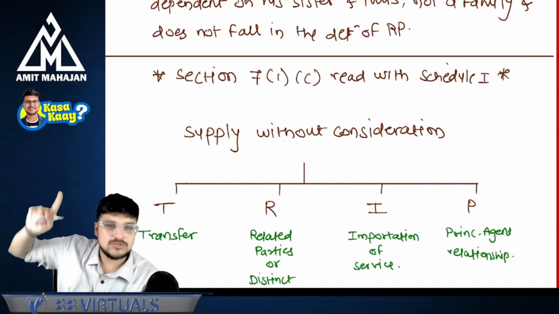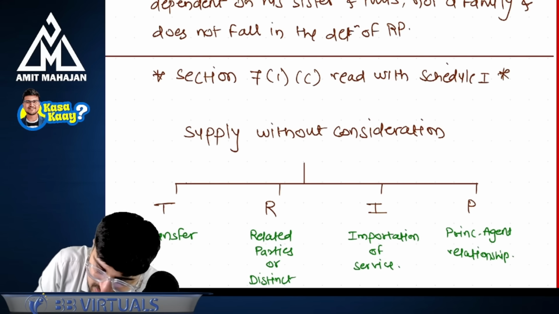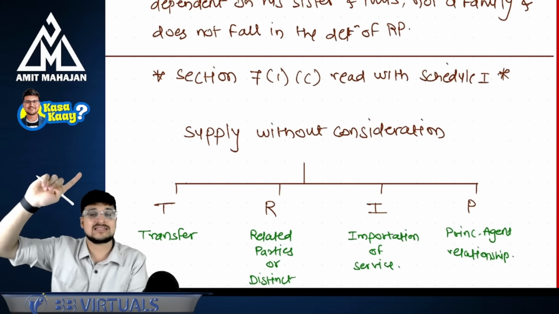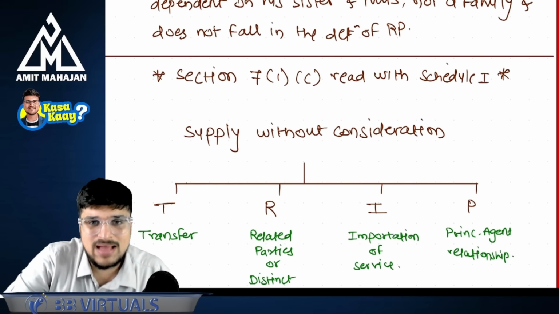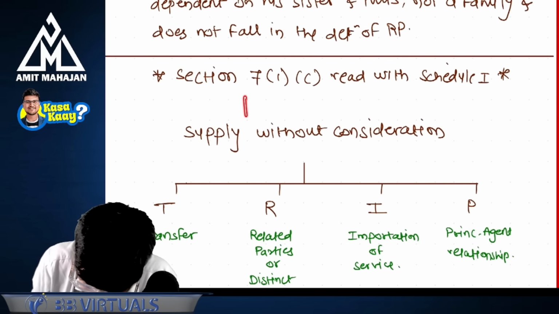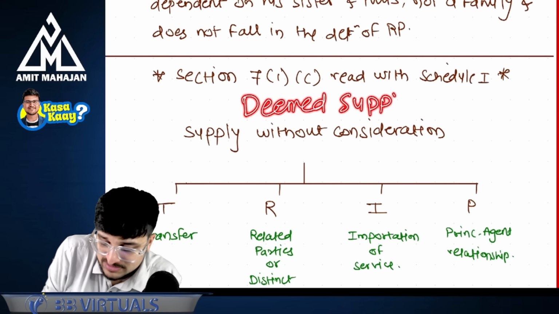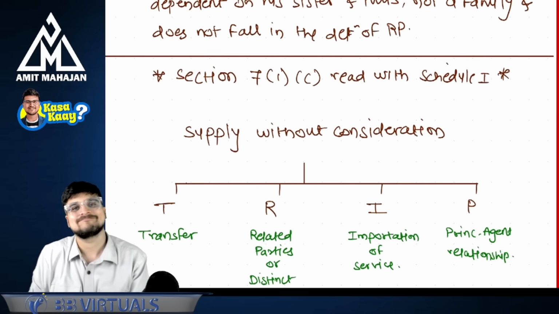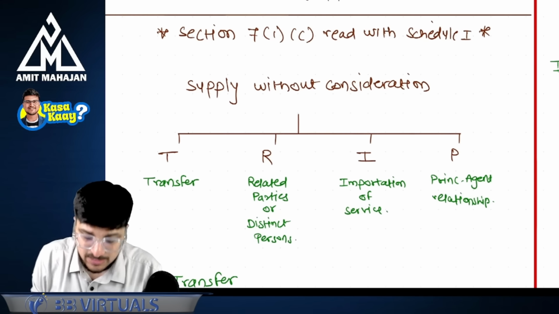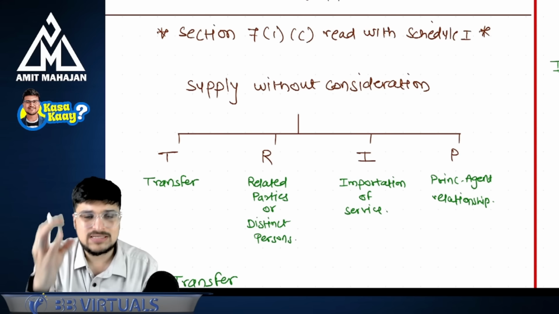This is an exception to section number 7.1a, where it is mentioned there has to be consideration, but 7.1c says even though there is no consideration, in 4 cases it will be considered as a supply. We will treat them as a supply, and that's why these supplies are known as deemed supply. Actually, this is not a supply, but we are treating them as supply. Understanding? So, which are these transactions which are made without consideration that will be considered as supply? Number 1, okay, 4 points, TRIP.